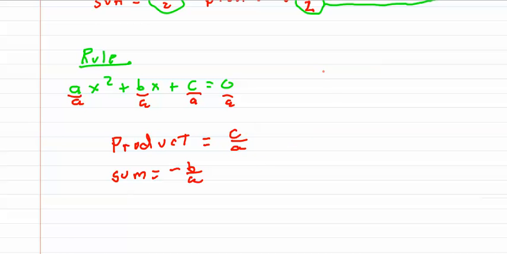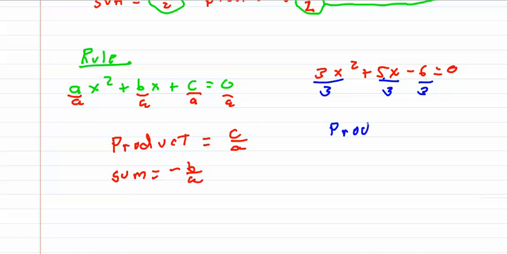All right? So if I gave you 3x squared plus 5x minus 6, you would just divide that by 3. Divide by 3, divide by 3, divide by 3. My product is negative 6 divided by 3, and my sum is the opposite of this number, 5/3.